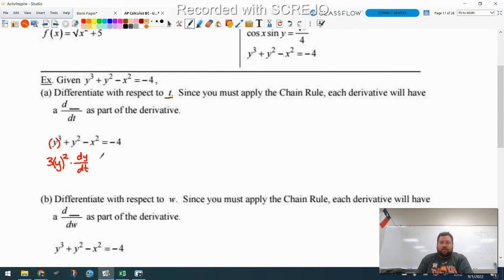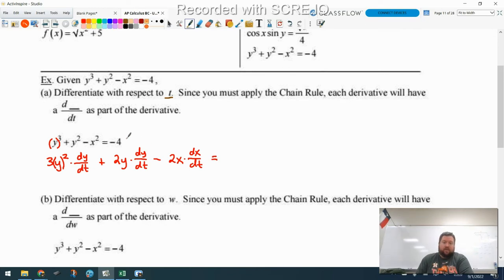So our next term is y squared, so we know how to take the derivative, 2y, but then I have to multiply by the derivative of y with respect to t, dy over dt. The next term is an x term. So I know how to take the derivative, minus 2x, but now I have to multiply by the derivative of x, which is dx over dt. So whatever variable you're dealing with, that goes on top, and then whatever variable you are taking the derivative with respect to goes on bottom.